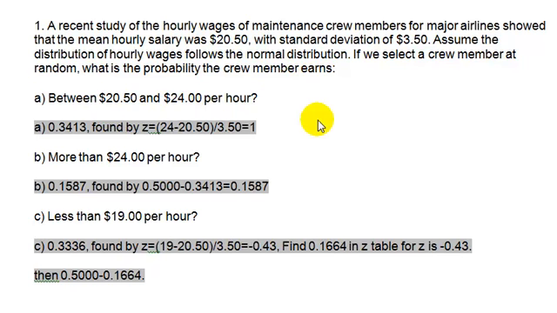So first step, we convert this normal distribution into the standard normal distribution. That means we convert these two numbers into z-values. Then with the help of the z-table, we can find the probability, that is, the area under the curve. Because the mean salary was 20.5, the z-value for 20.5 is 0. For 24 per hour, the z-value equals 24 minus 20.5, which is 3.5, then divided by 3.5 equals 1.